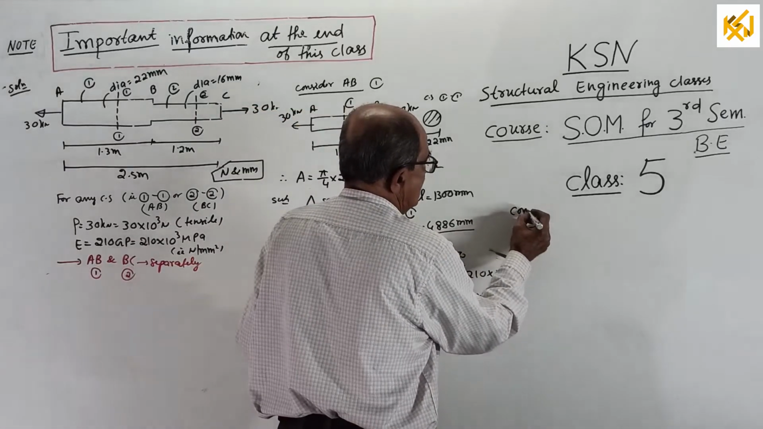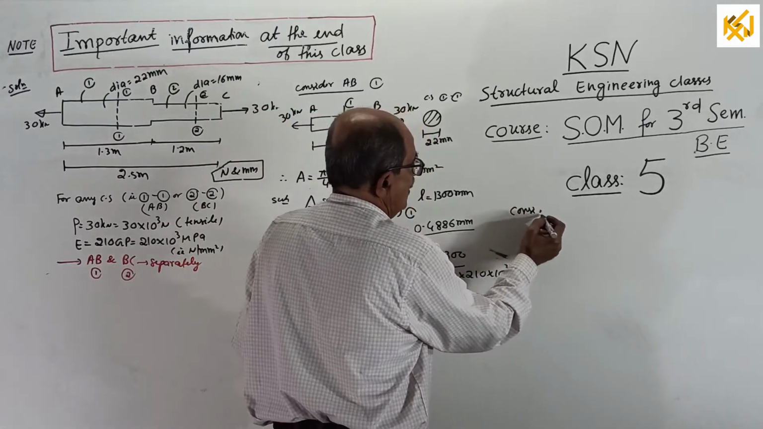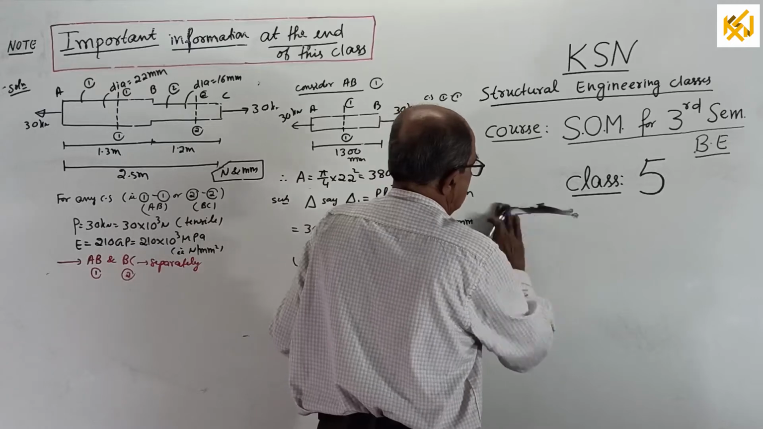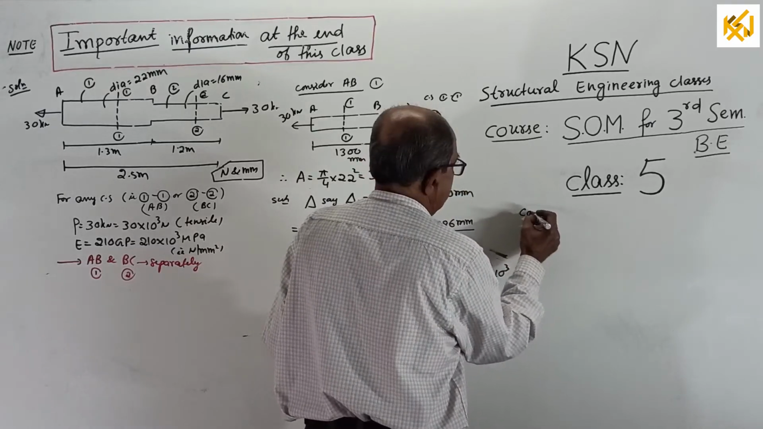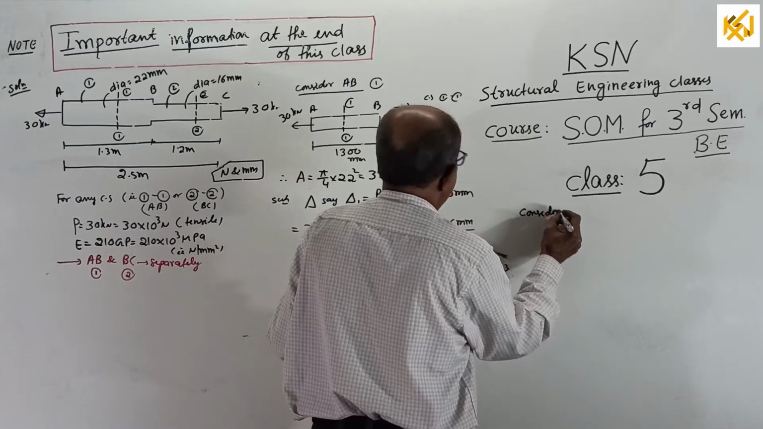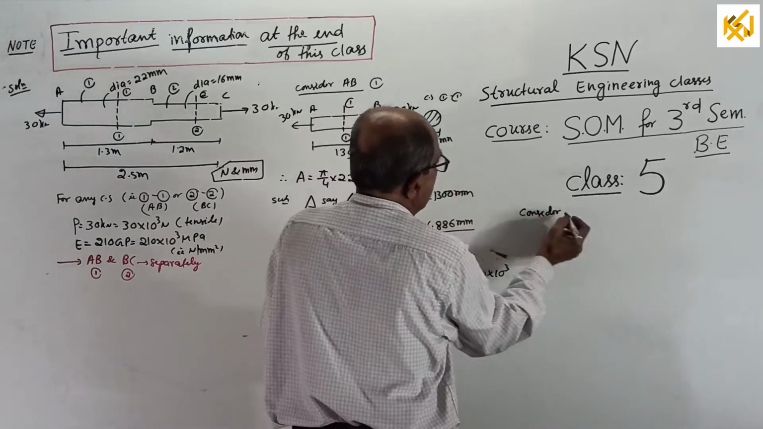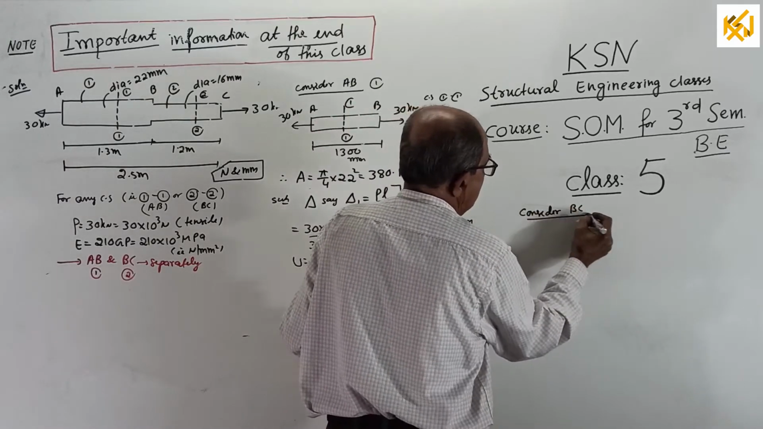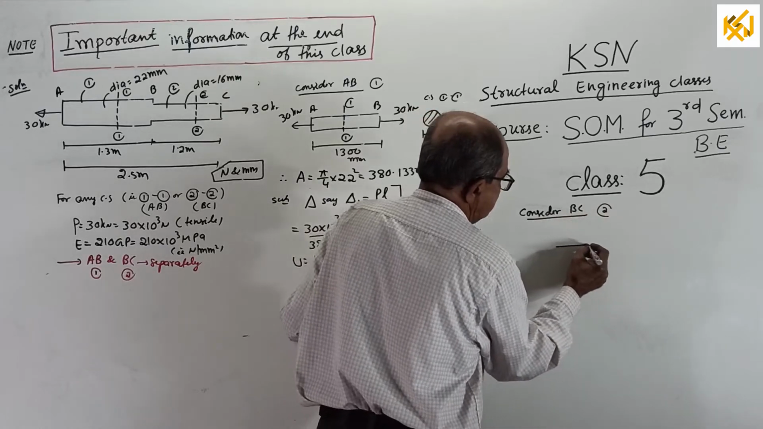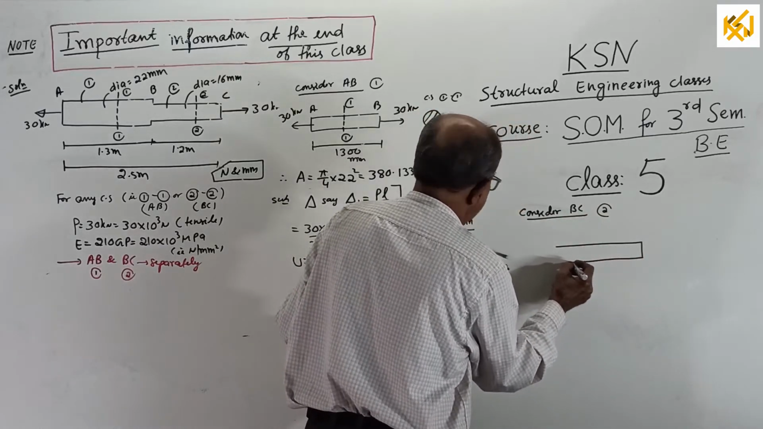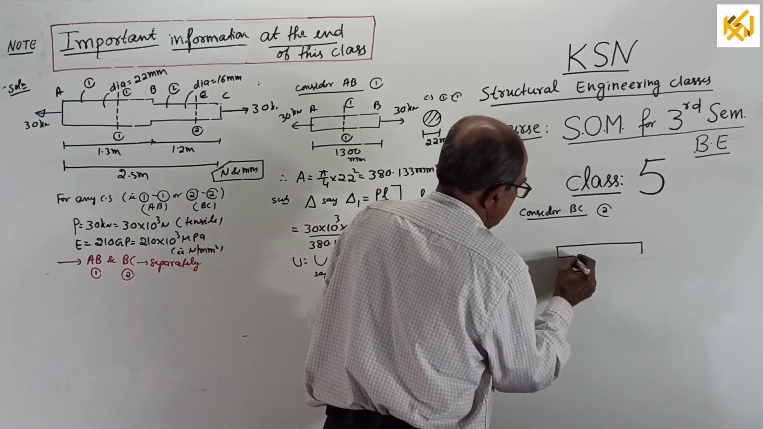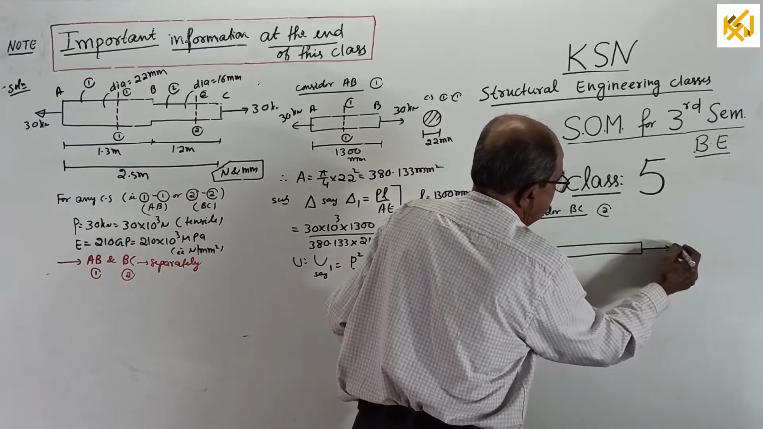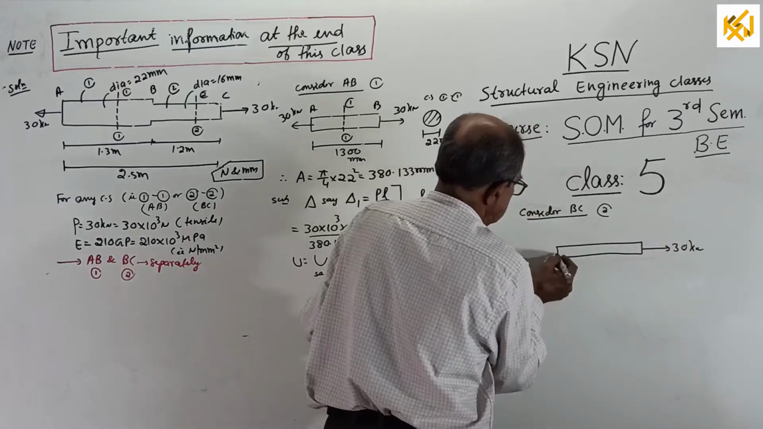Consider... which one? I wrote AB, consider BC. That is the second part. The sketch is like this. I will do it briefly, a little smaller. Anyway, the scale is not a problem. Okay, this way. Axial force is once again 30 kilonewton.